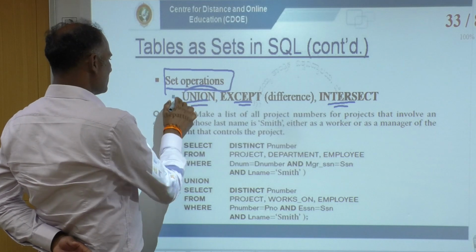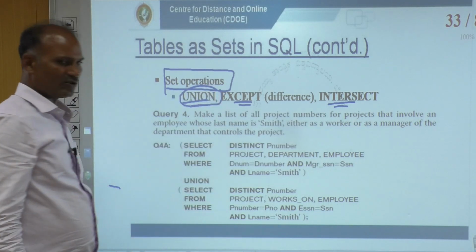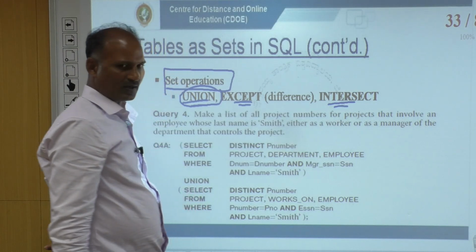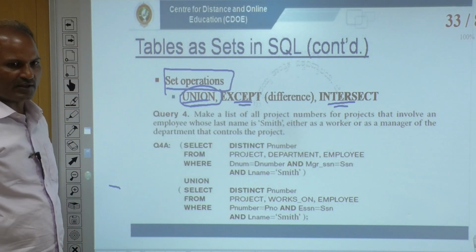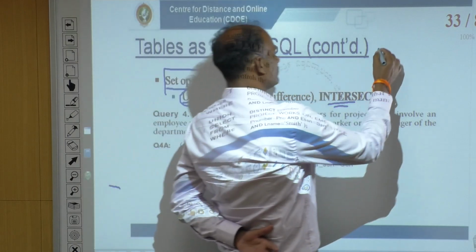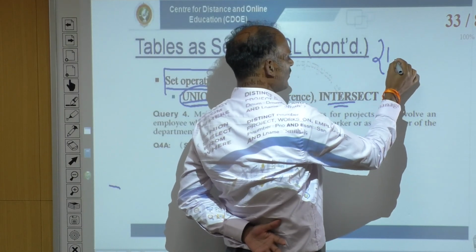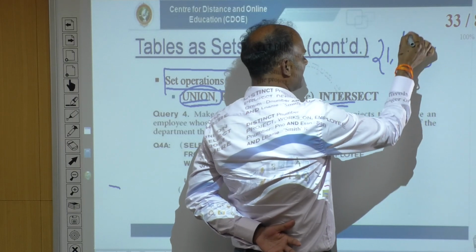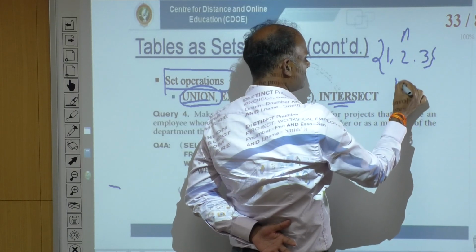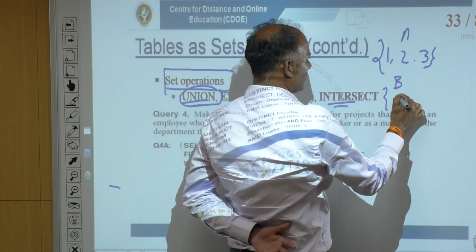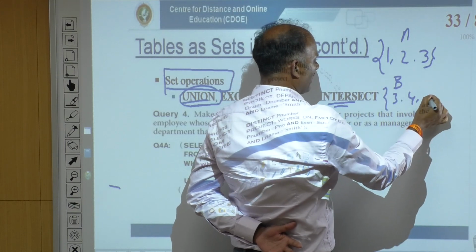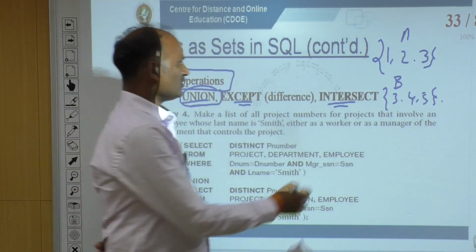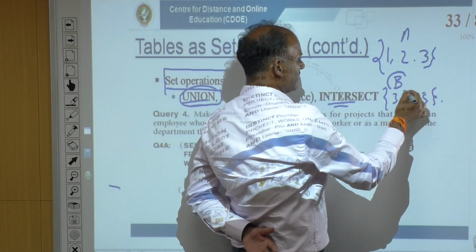Then what does the union set operation do? In mathematics, the union displays the data, for example 1, 2 and 3. This is set A, and this is set B, where we have 3, 4 and 5. These are two sets, A and B.